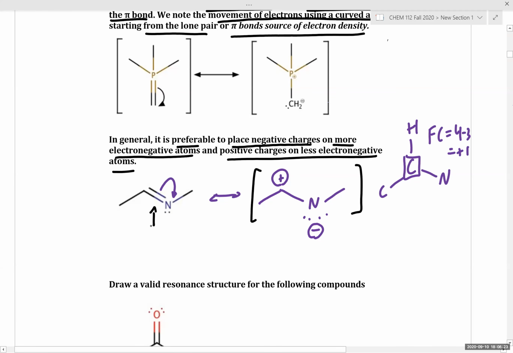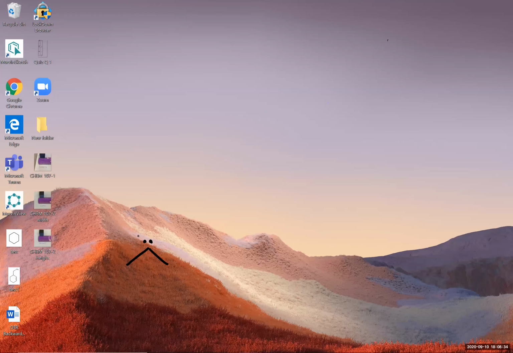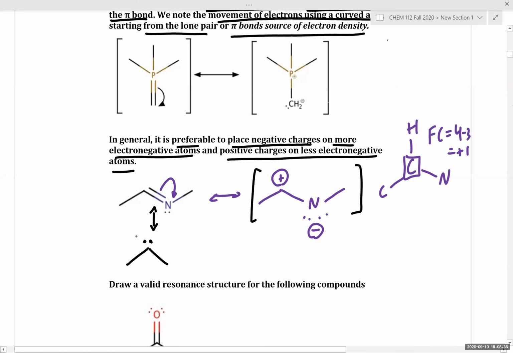Another possible resonance structure that we can draw would involve movement of our electrons in our double bond onto carbon. Oops, allow me one moment. Okay, perfect. So in this second resonance structure, we'd have a negative formal charge on carbon and a positive formal charge on nitrogen.